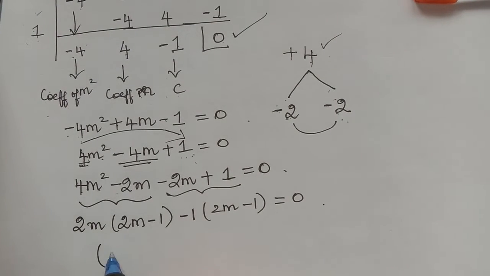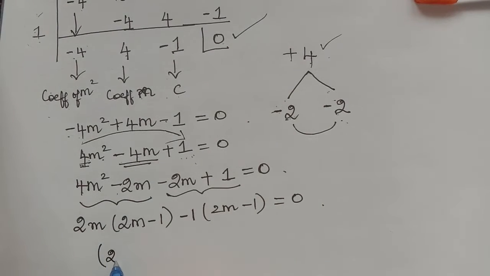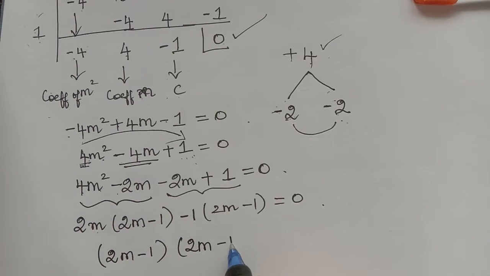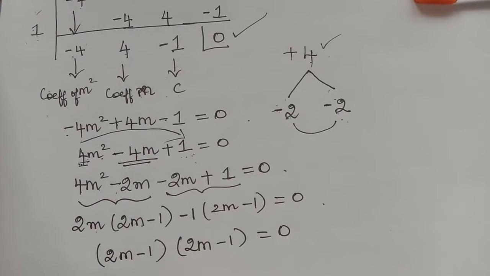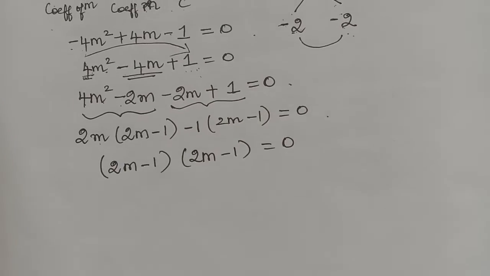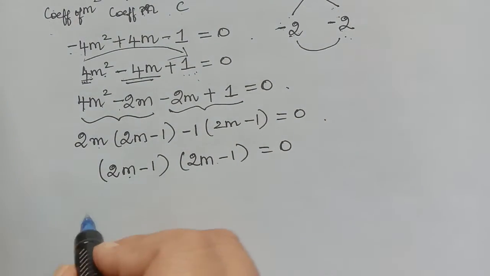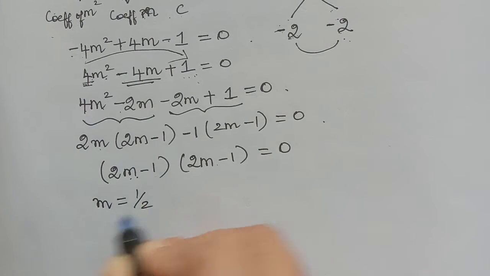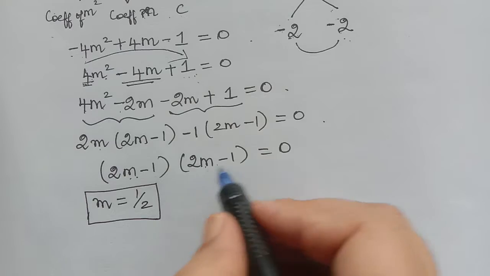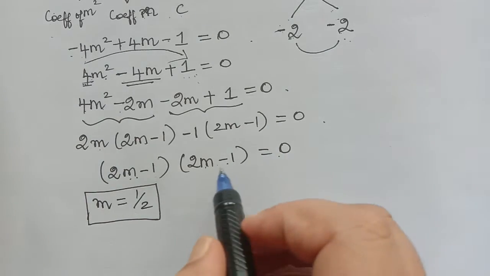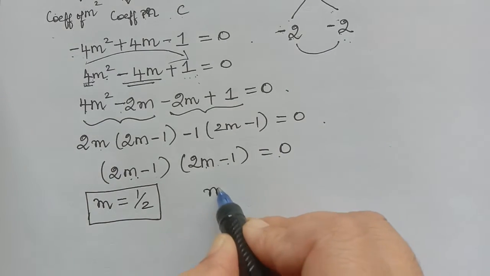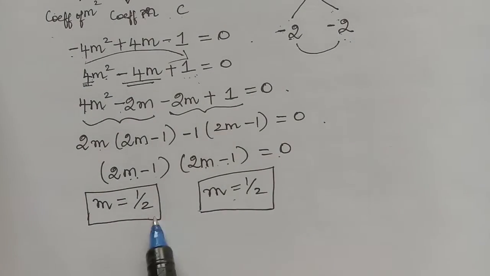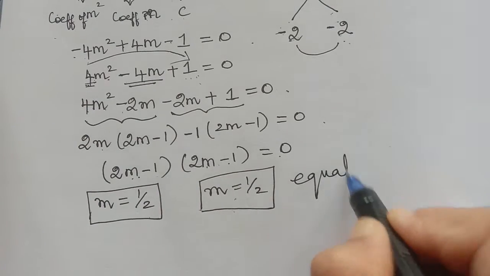And so finally we have again this 2m minus 1 is common, so 2m minus 1 multiplied with 2m minus 1 is equal to 0. And from this we get the two values of m, but we find that both the values are same because 2m minus 1 equal to 0 will give us m is equal to 1 by 2. And also this 2m minus 1 is equal to 0, and so 2m will be equal to 1, and therefore m will be equal to 1 by 2. We observe that the other two roots are equal roots.